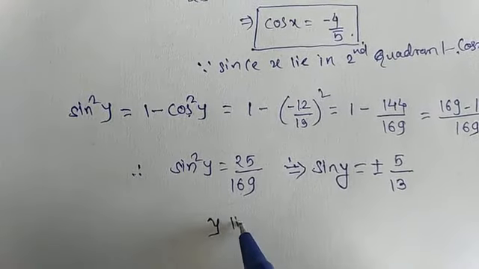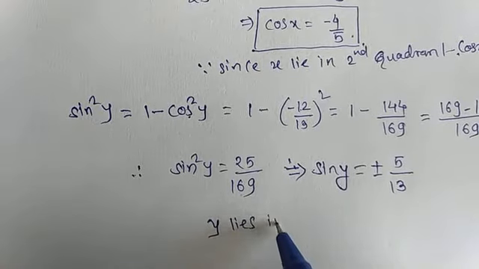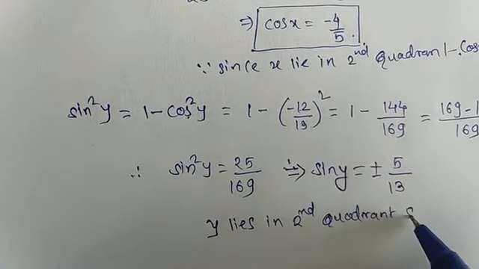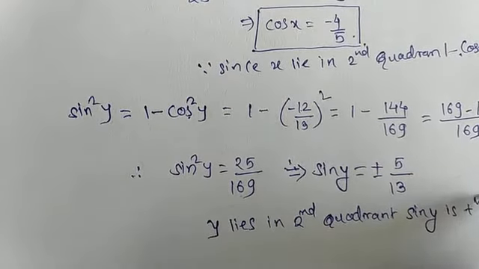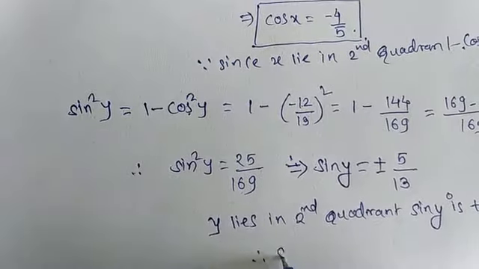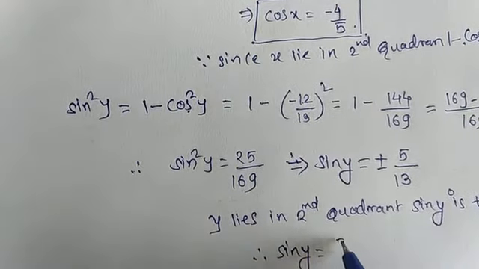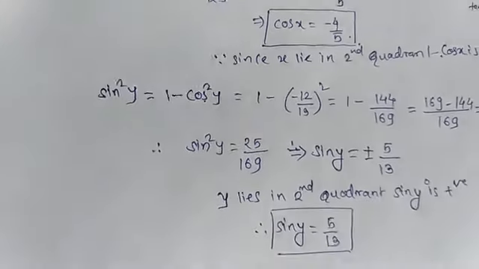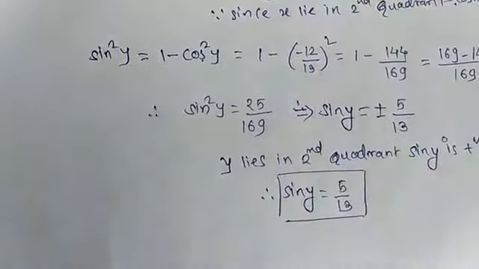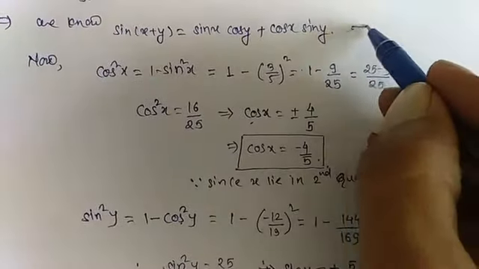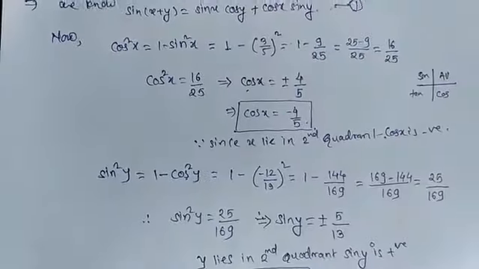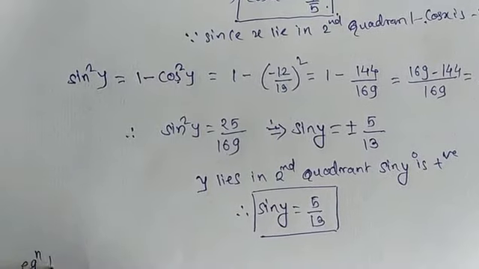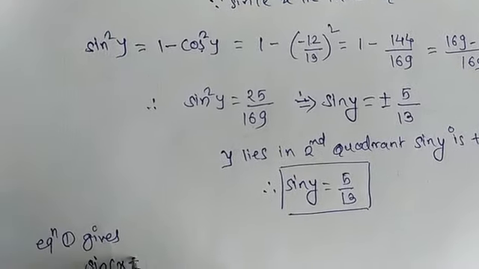Also again, y lies in second quadrant. Therefore sin y is positive. So value of sin y, you have to take a positive, which is 5 upon 13. Okay, so we have got the value of cos x and sin y also. So using equation 1, which is our sine of x plus y.